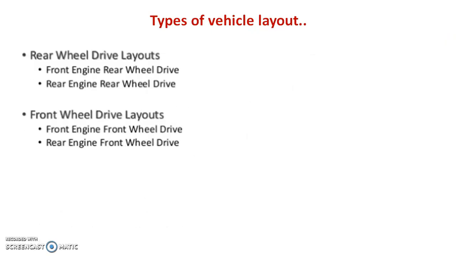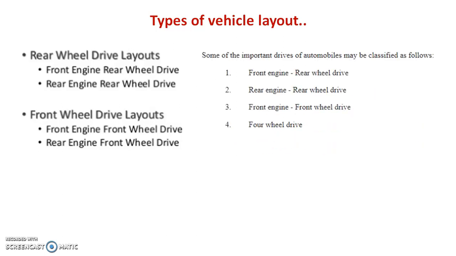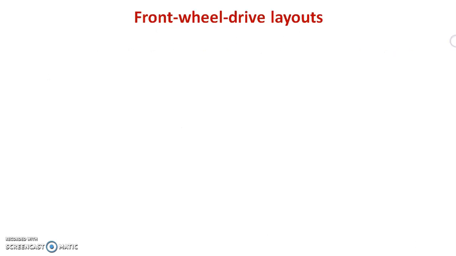Let us see general types of vehicle layout. The main types are rear wheel drive layouts and front wheel drive layouts. Rear wheel drive layouts are further classified into two categories: front engine rear wheel drive and rear engine rear wheel drive. The classification for front wheel drive layouts is front engine front wheel drive and rear engine front wheel drive. This way, front engine rear wheel drive, rear engine rear wheel drive, front engine front wheel drive and last one four wheel drive. These are the important types of vehicle layout.